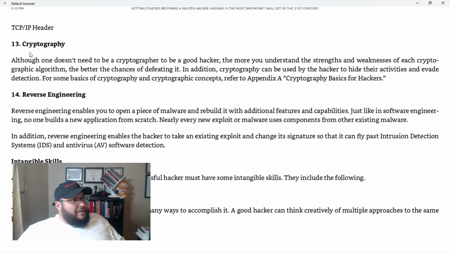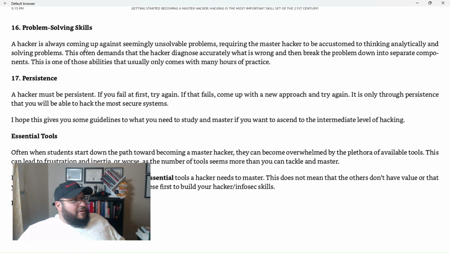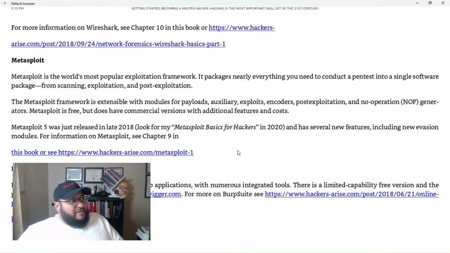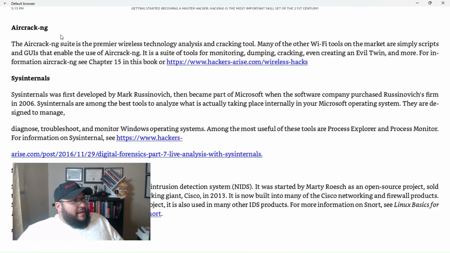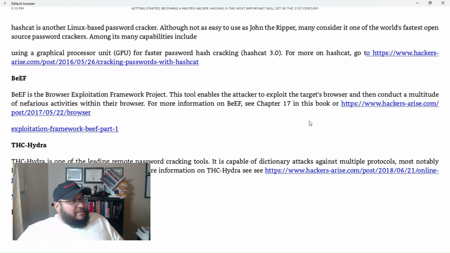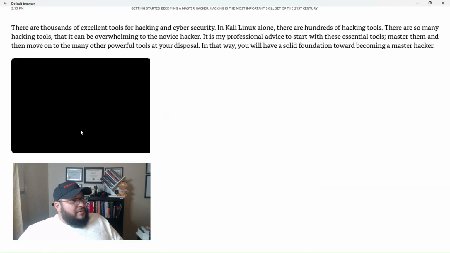And, you know, cryptography, reverse engineering, think creatively. Yeah, all hackers need to have all this. Okay, let's just hurry up and get to the Nmap, Wireshark. This is all stuff they're going to have us using here, so I don't understand why the hell you need to know all this before. Ettercap, OWASP ZAP. Now, this is all tools to hack. Hashcat, THC Hydra, Shodan, you know, summary.